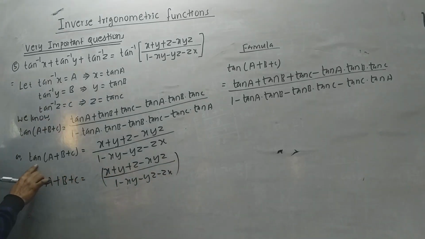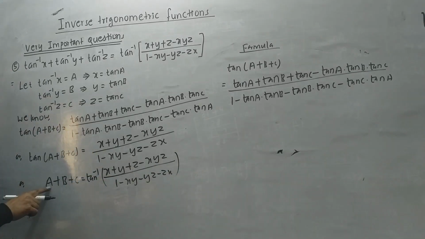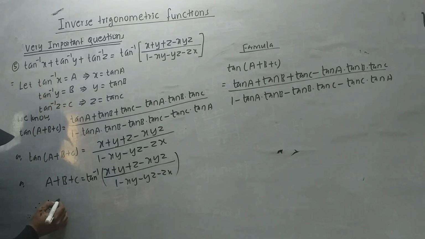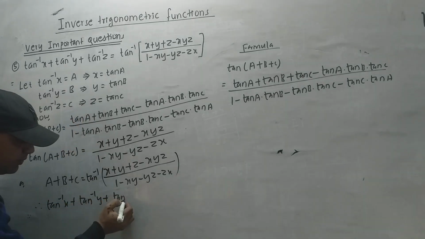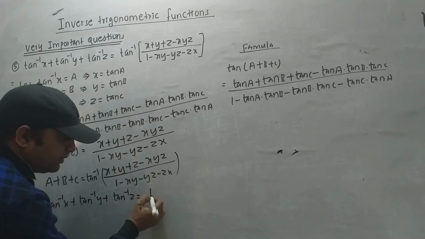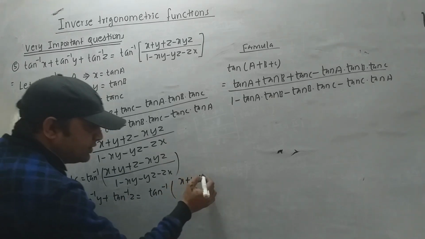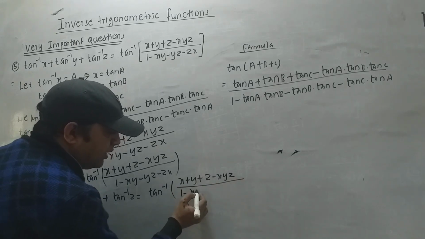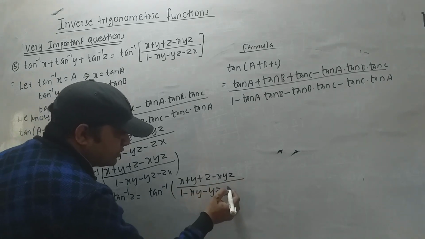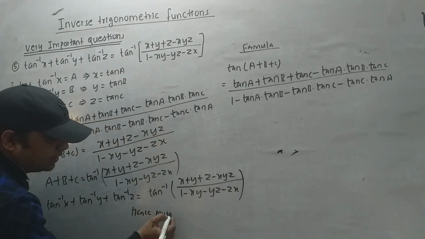Now tan we have transferred to the right hand side, so write here tan inverse. So what is the original replacement for angle A? That is tan inverse x. Therefore you can say here tan inverse x plus tan inverse y plus tan inverse z is equal to tan inverse of x plus y plus z minus xyz whole divided by 1 minus xy minus yz minus zx. Hence proved. So this is our requirement.